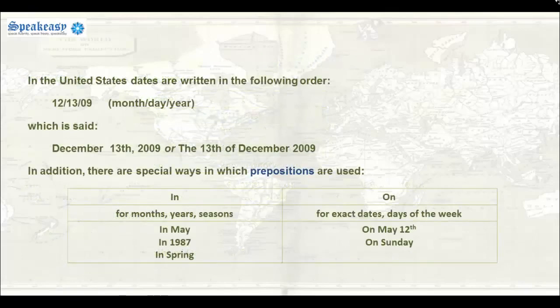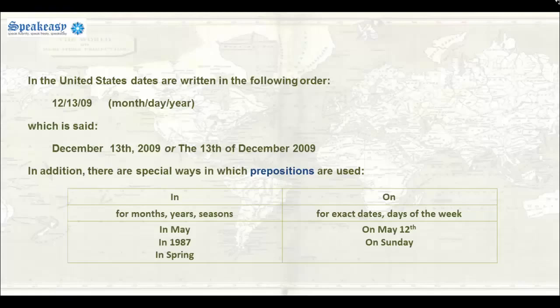In the United States, dates are written in the following order. So the month first, then the day, and then the year, which is said December 13th, 2009, or the 13th of December, 2009.